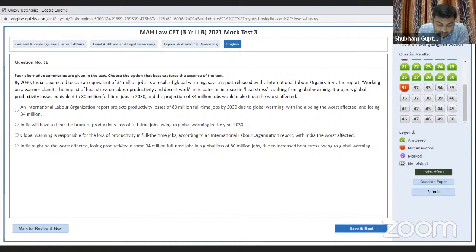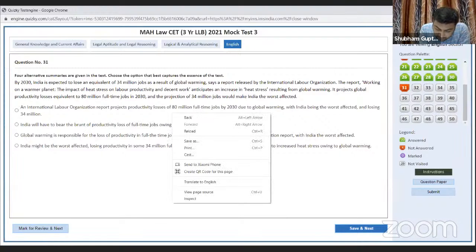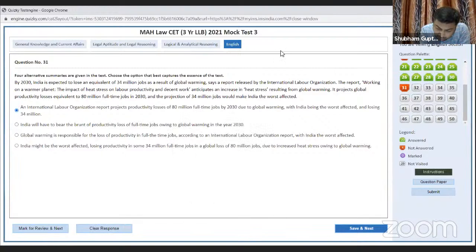So if I read the first statement, an International Labour Organization report, productivity losses of 80 million, I think this is from the statement. Somewhere I saw 80 million full-time jobs by 2030. By 2030, with India, so it is directly from the statement. If I read it, let's read the other one.